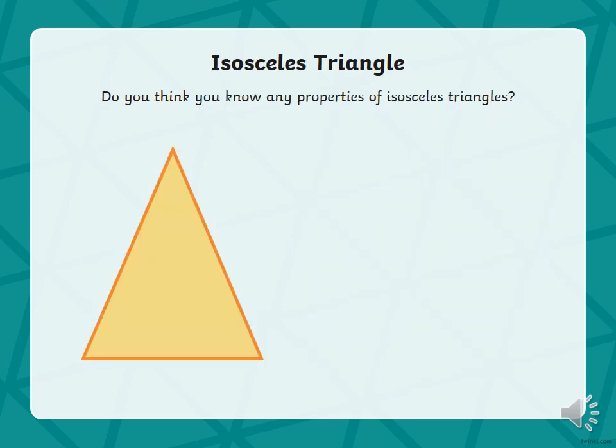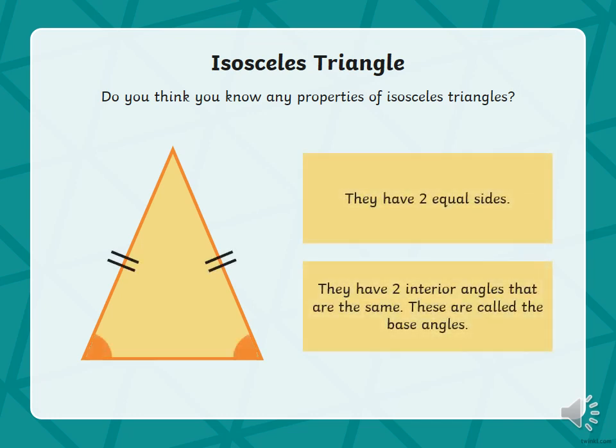Okay, do you know the properties of an isosceles triangle? Have a look at this type of triangle and see what properties you think it has. Pause the video for a few minutes and just think about what properties this may have. So it has two equal sides, and two interior angles that are the same, called base angles.